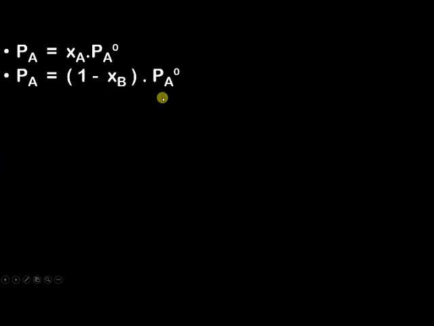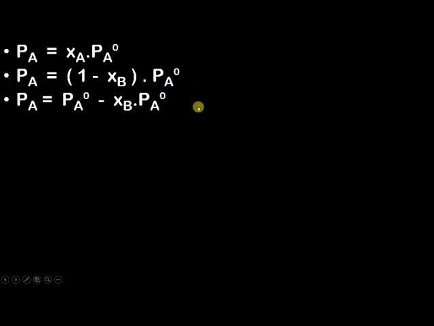This is our equation number 1, and instead of XA we are going to write 1 minus XB. Okay, as it is. Now guys, just open the brackets and multiply. So Pa will be equal to Pa naught. See, 1 into Pa naught minus XB into Pa naught, as it is I have written over here.